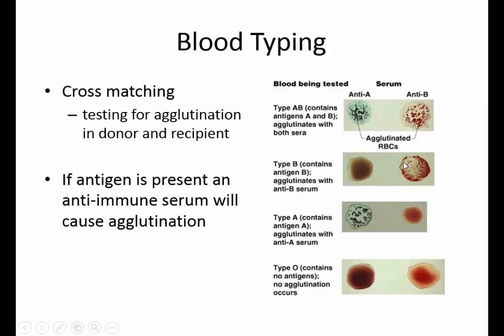Here we only see the clumping in the anti-B. They only have the B antigen, so this is type B blood. Here, only clumping in the anti-A. They only have the A antigen, so this is type A blood. And with no clumping in either antisera, they have no antigen, so this is type O blood.